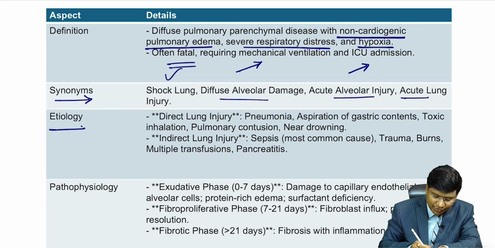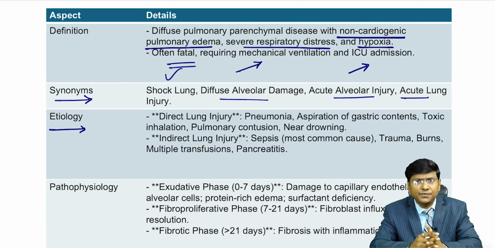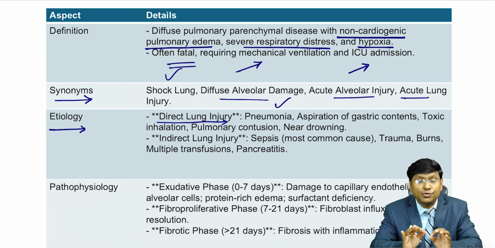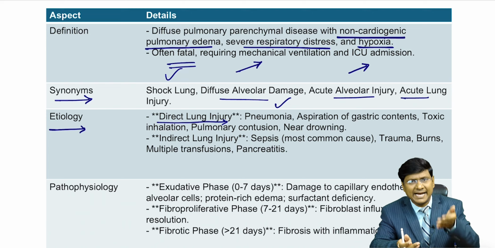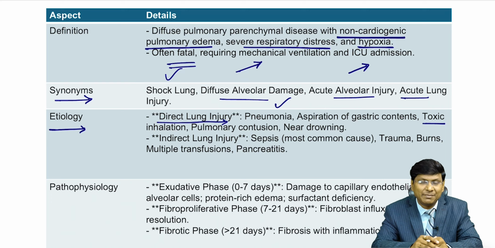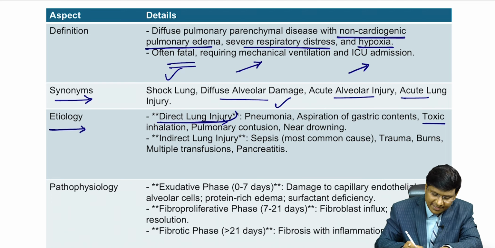Then what are the etiologies? If you take the etiologies, we have direct lung injuries causing ARDS and indirect lung injuries causing ARDS. So direct lung injuries causing ARDS will be like pneumonia. Pneumonia is considered the most common cause for ARDS. And apart from that, aspiration of gastric contents, toxic gas inhalation, pulmonary contusion, drowning, these are all the direct lung injuries causing ARDS.